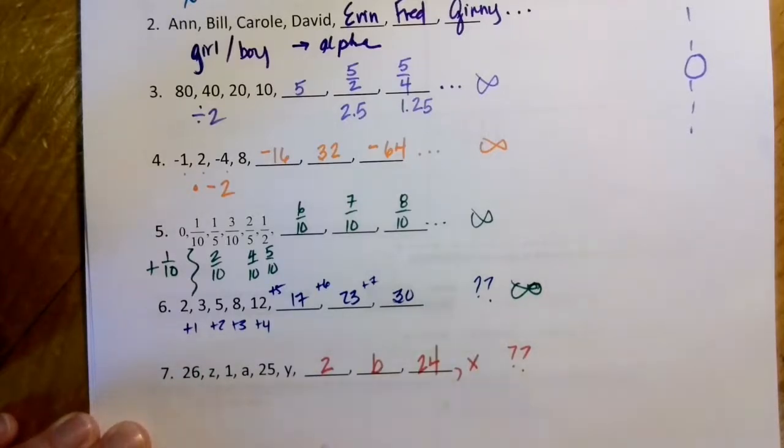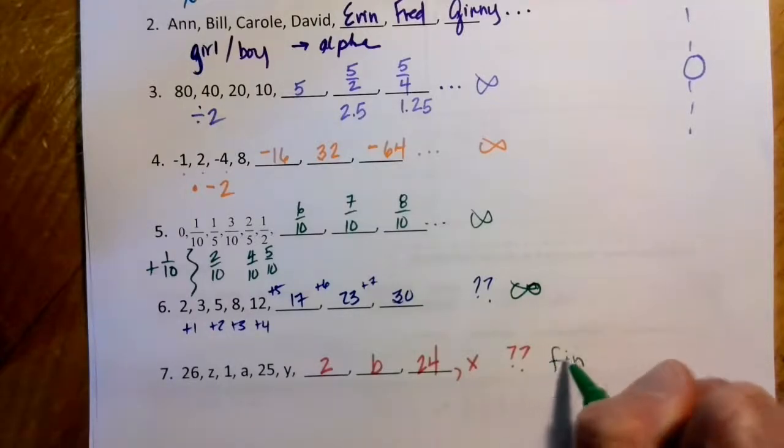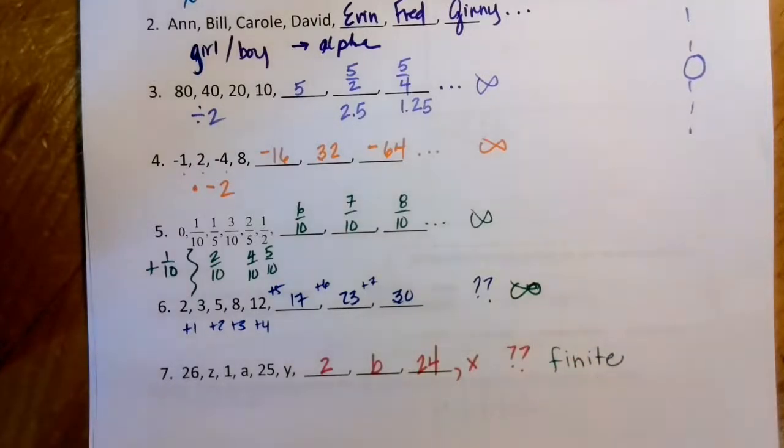This last pattern, the 26th letter of the alphabet is Z. The first letter is A, the 25th is Y, the second is B, the 24th is X, and eventually we'll run out of letters of the alphabet. So this is what we might call a finite pattern where it's not going to continue on forever and ever.